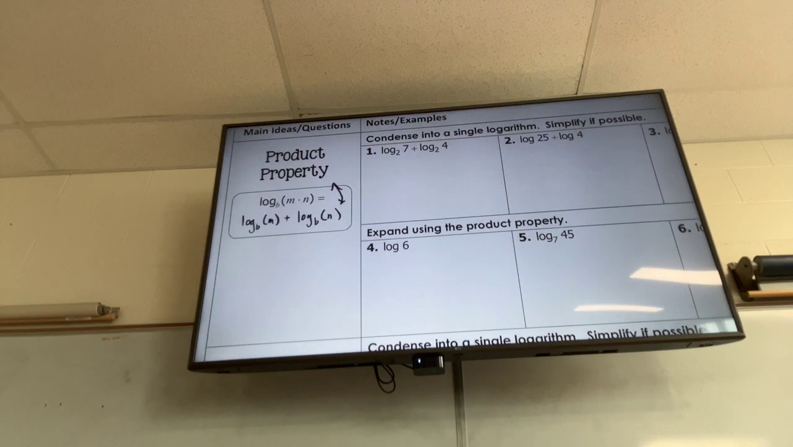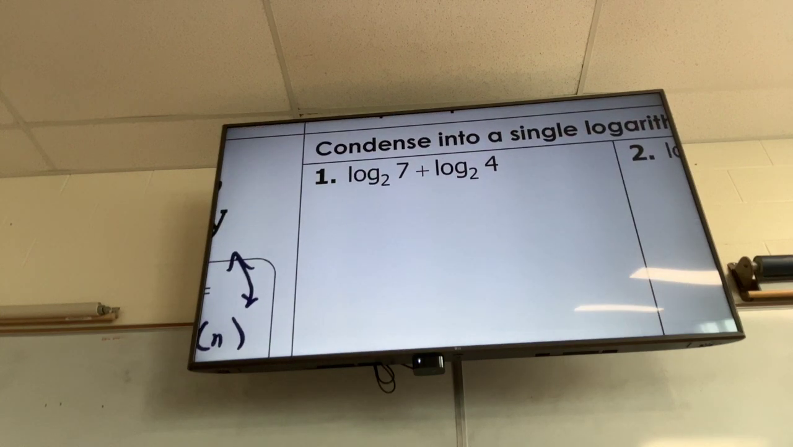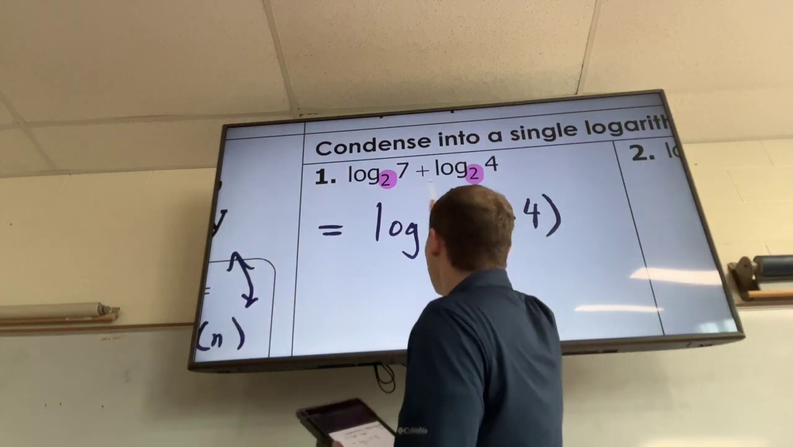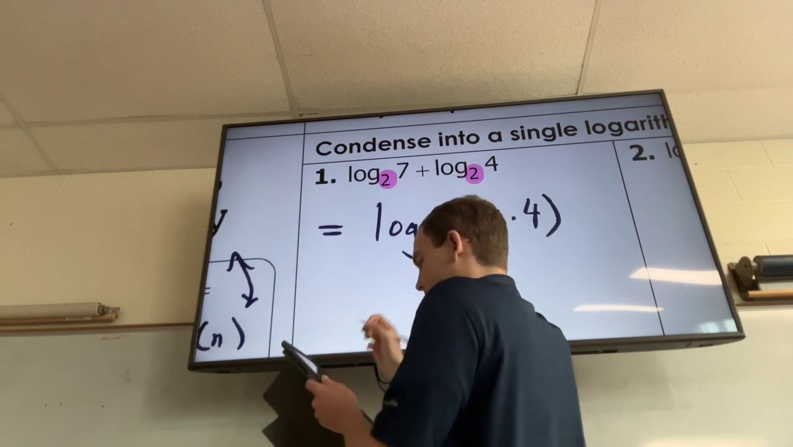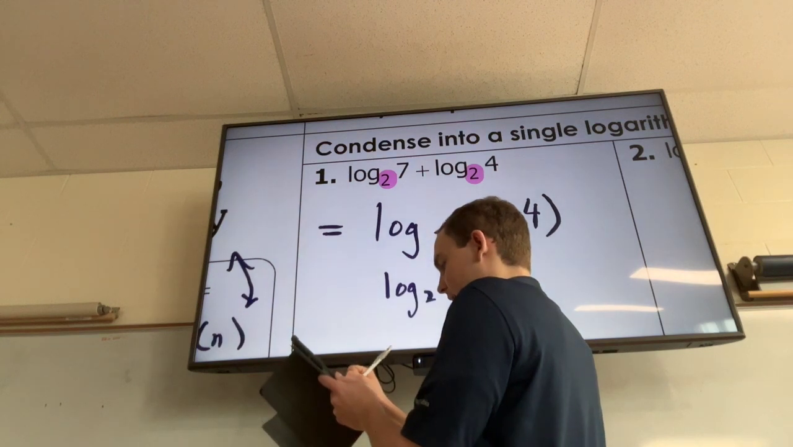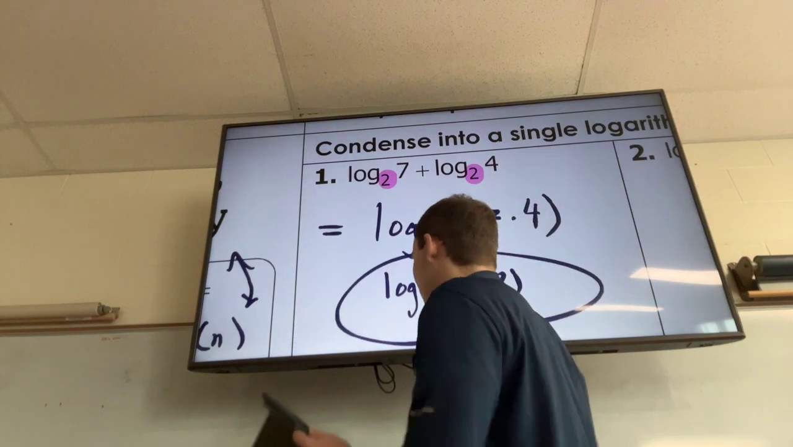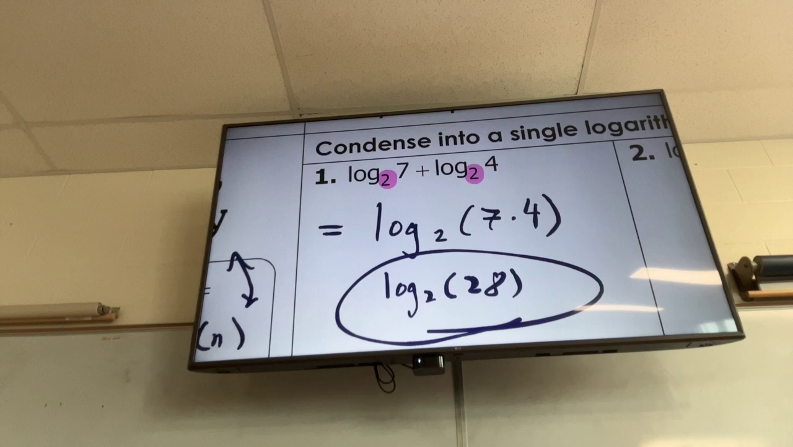Okay? So let's do this first one. This first one's going to become log base 2 of 7 times 4. Right? So two logs. Note they have to have the same base too. Don't let them trick you with that. They're going to try to throw a curveball. Don't let them trick you. Okay? Two logs added together, if they have the same base, we can just make it one log and multiply the two numbers. So it's log base 2 of 28. That's the answer. Cool. Awesome. There we go. That's why they pay me the big bucks.